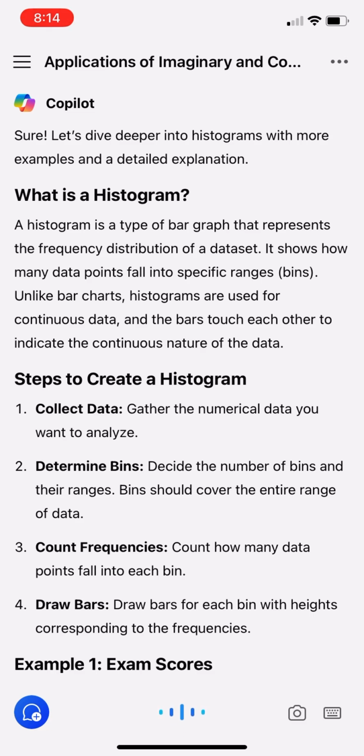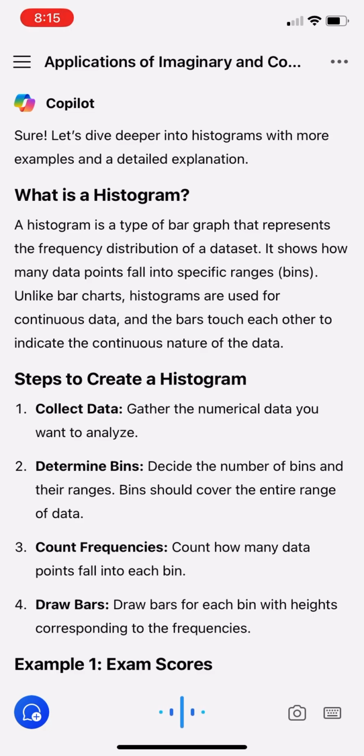Collect data. Gather the numerical data you want to analyze. Determine bins. Decide the number of bins and their ranges. Bins should cover the entire range of data. Count frequencies. Count how many data points fall into each bin. Draw bars. Draw bars for each bin with heights corresponding to the frequencies.